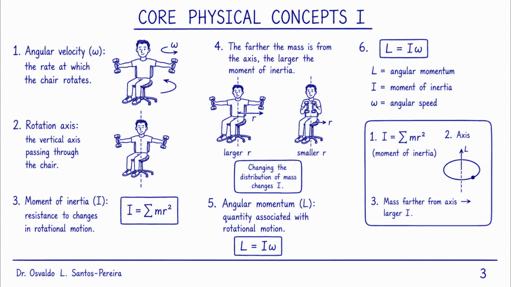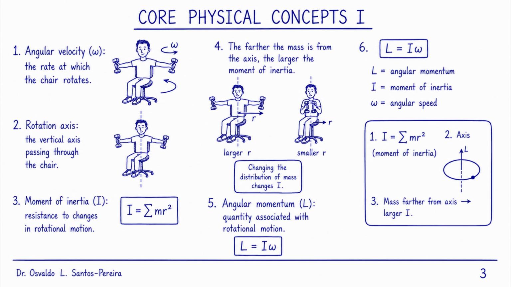With the arms extended, the dumbbells are farther from the axis, and the moment of inertia is larger. With the arms pulled inward, the dumbbells are closer to the axis, and the moment of inertia is smaller. Angular momentum describes the rotational state of the system. It depends on both the moment of inertia and the angular velocity.